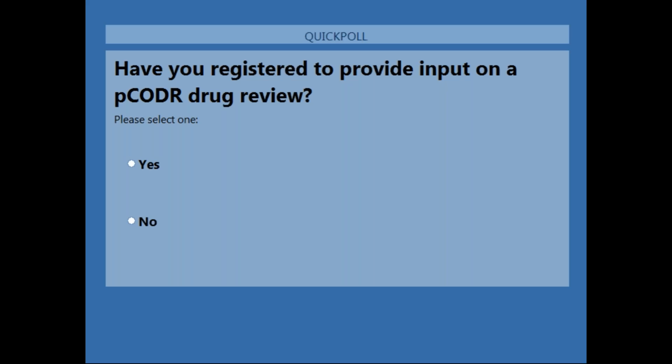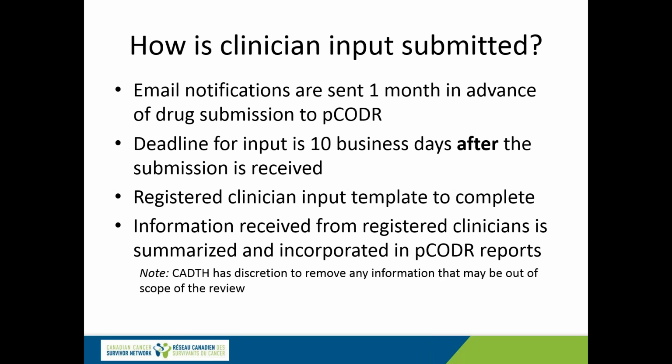So how is clinician input submitted? Again, very much like the patient input, an email notification is sent about 1 month in advance of when we expect to receive the drug, and then the deadline for input is 10 business days after the submission is received. So it ends up being about 6 weeks where we give you advance notice to prepare the input.